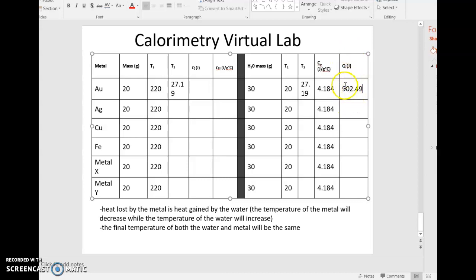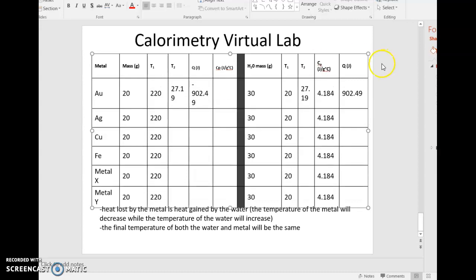So this was how much heat energy was gained by the water. Remember, it gained this amount of heat energy because the temperature increased. That amount is equal to how much heat energy was lost by the metal. Since the metal was decreasing its temperature, it went from 220 degrees to 27.19 degrees Celsius, it lost heat energy. How much heat energy the water gained is equal to how much heat energy was lost by the piece of metal. So in this case, it lost, we say negative because it lost that amount, 902.49 joules of heat energy.